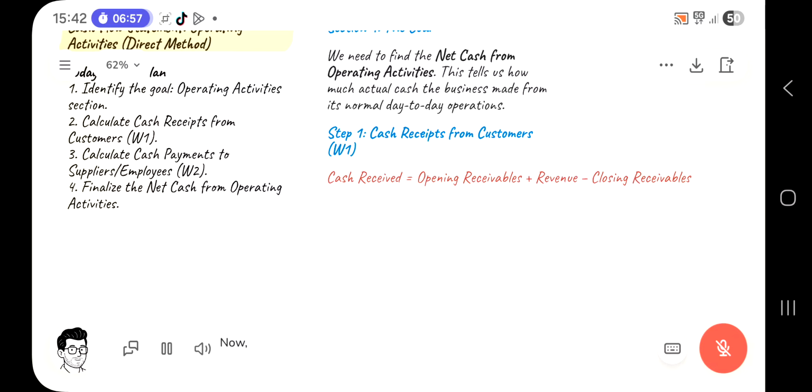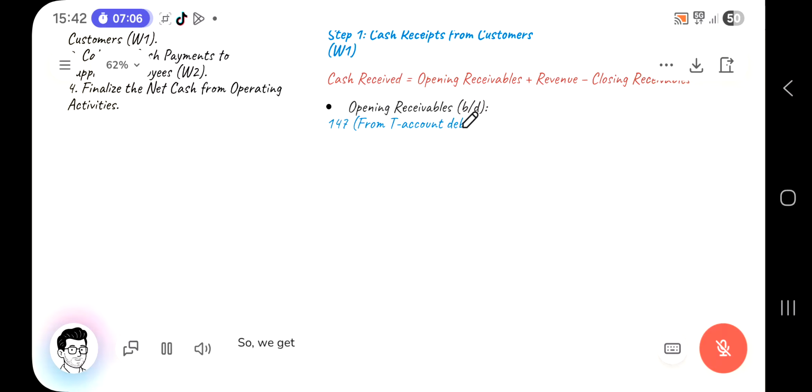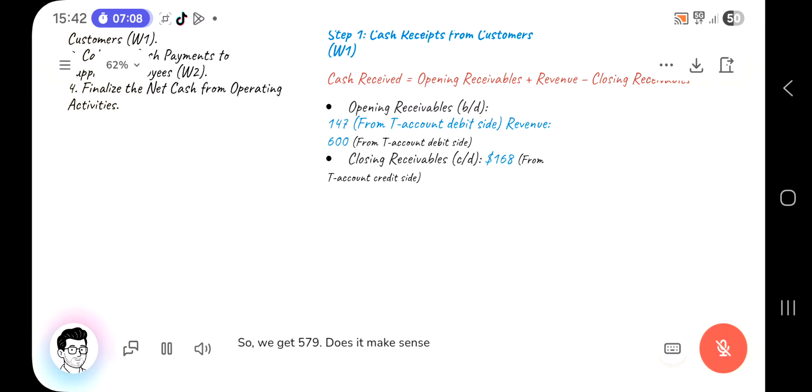Now, let's pull those numbers from your trade receivables T account in Activity 5. So, we get 579. Does it make sense why we subtract that closing balance of 168 to find the cash?